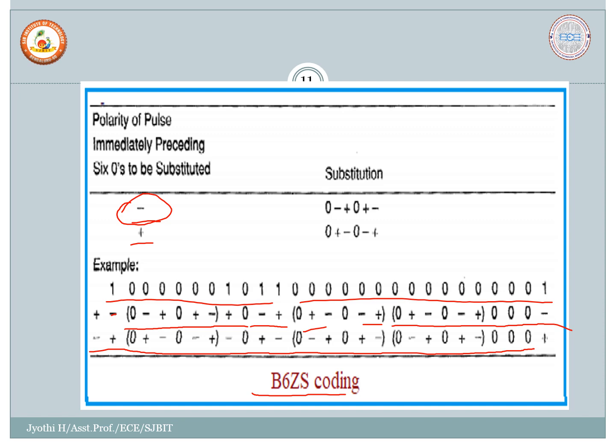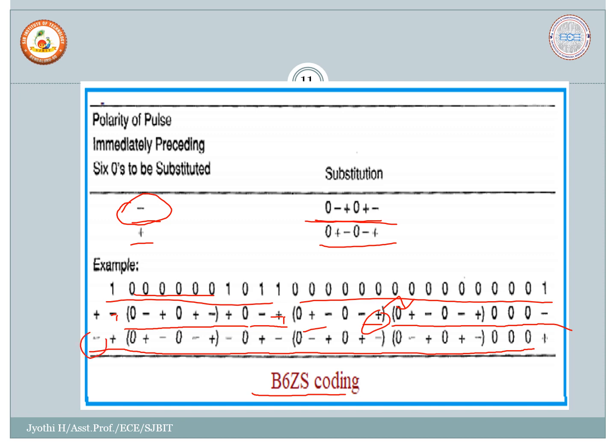This is about the B6ZS coding. So here you are observing 6 zeros following. Since the previous bit is 1, which code is it going to follow? It is 0 minus plus 0 plus minus. And if it is plus, here you can see this is the plus, which code is it going to follow? 0 plus 0 minus plus, and it is the invert of it. So next it is going to follow 0 plus minus 0 minus plus. Okay, since the earlier bit is positive, it is going to retain the same as 0 minus plus 0 plus minus. This is about B6ZS coding.